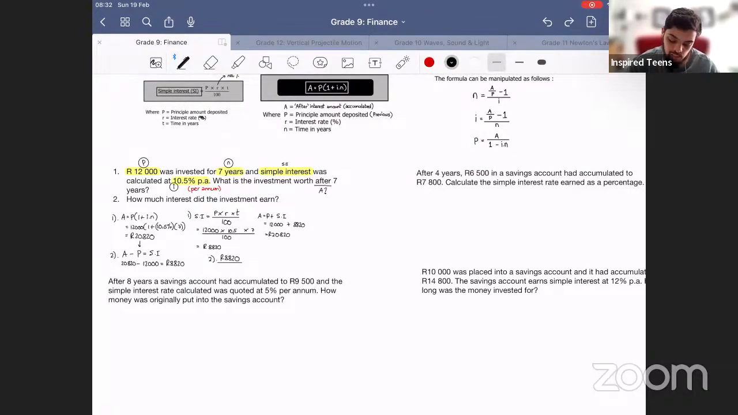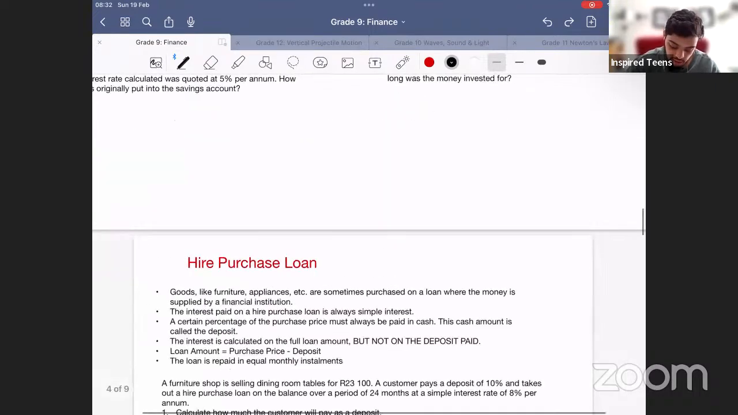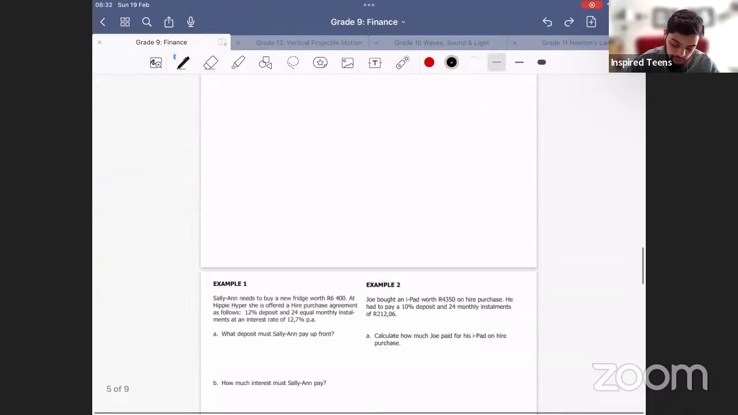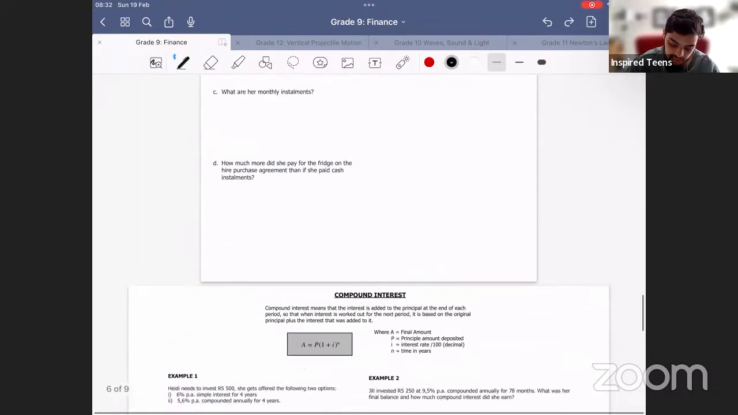Okay, we're going to try and do an example with each. Okay, maybe not. Maybe we'll just do two. And we can move on to hire purchase loan, and then compound interest.